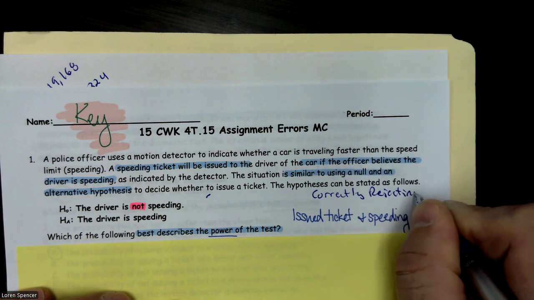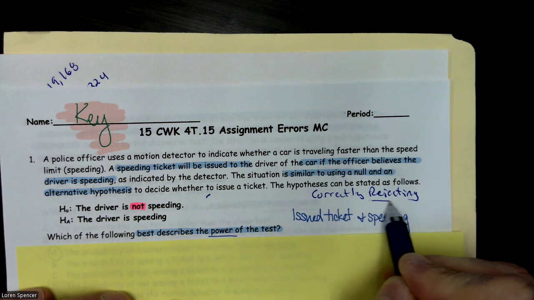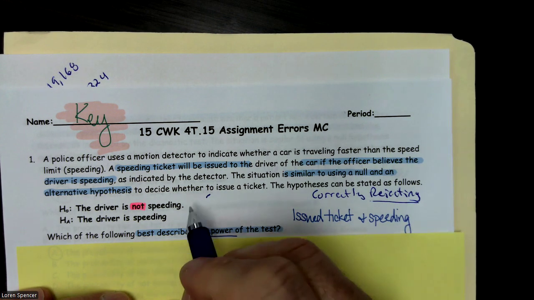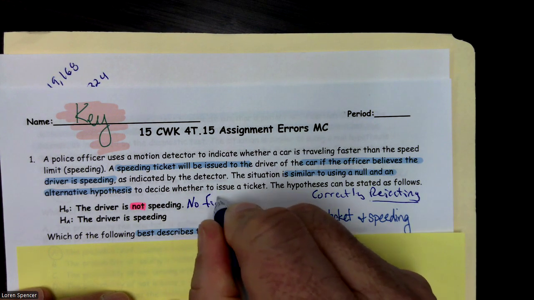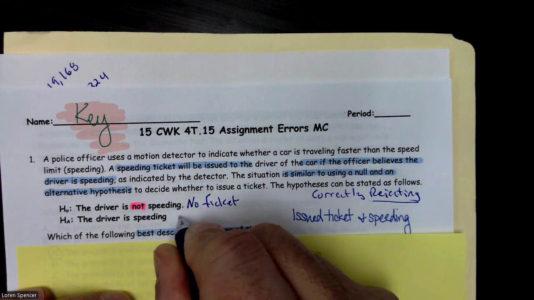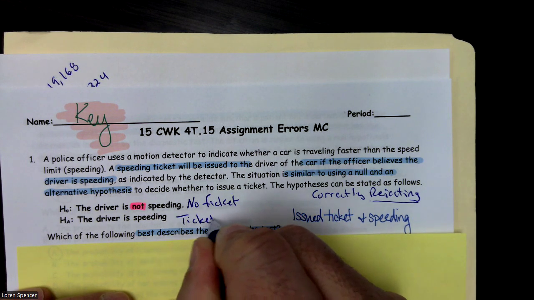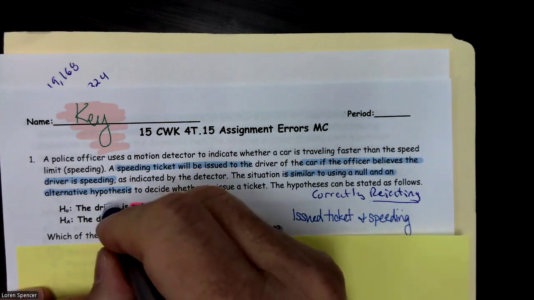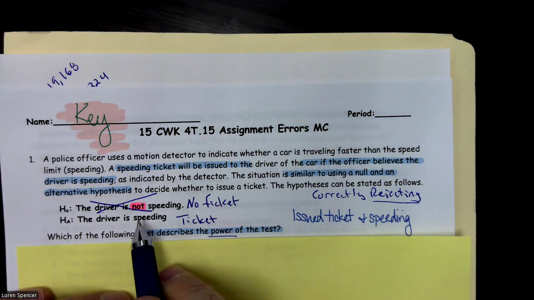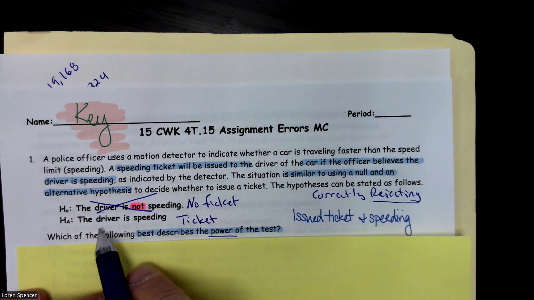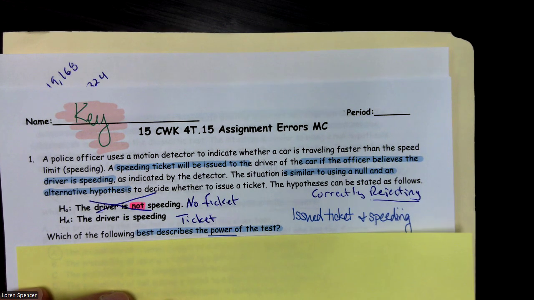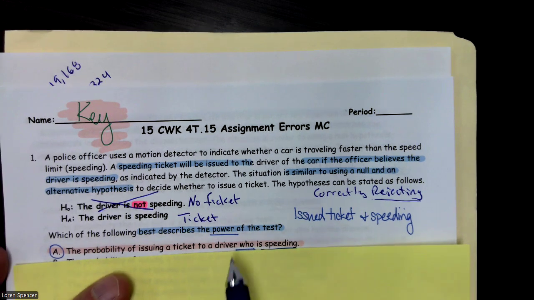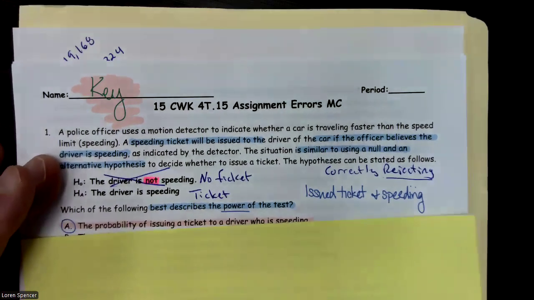Now we're talking about tickets. One thing to keep in mind is that power is correctly rejecting. So if the driver is not speeding, that means no ticket. And this one is ticket. Since this is power, we have to reject, and we made the correct decision. So the driver is speeding and we give him a ticket, and we did not make an error, because power is not an error. It's the probability of issuing a ticket to a driver who is speeding, because we did it correctly. The officer did it correctly.